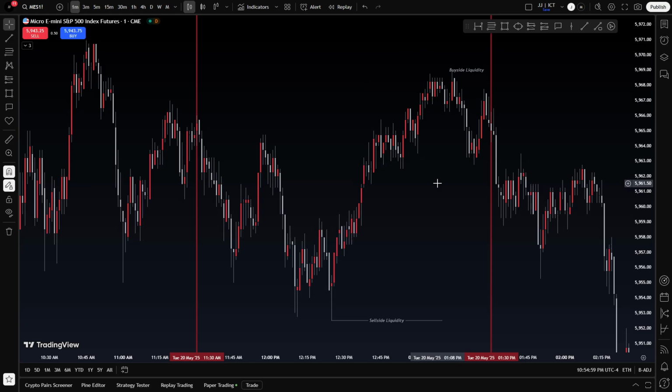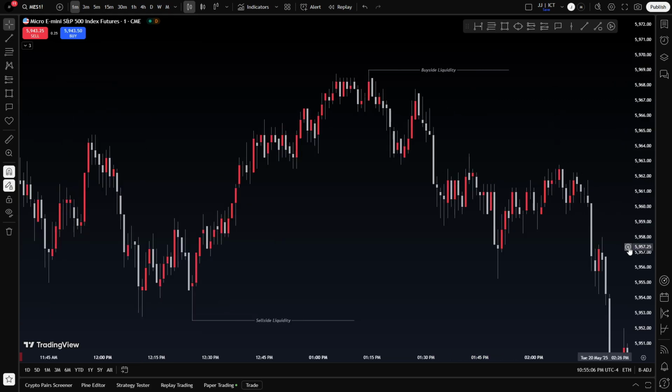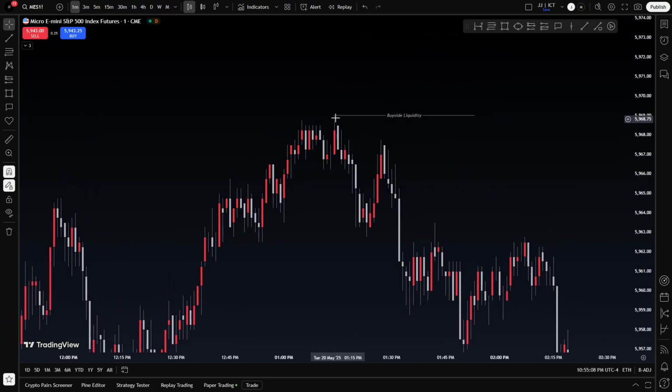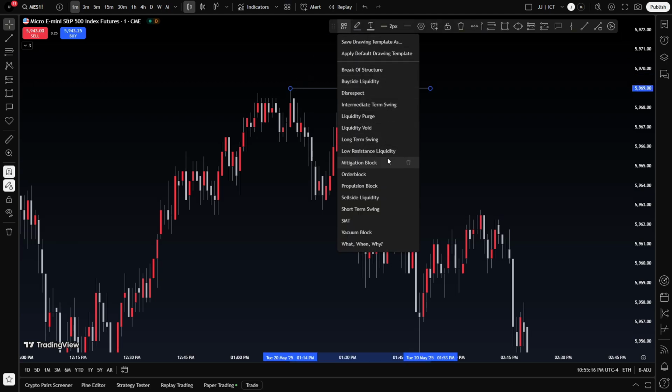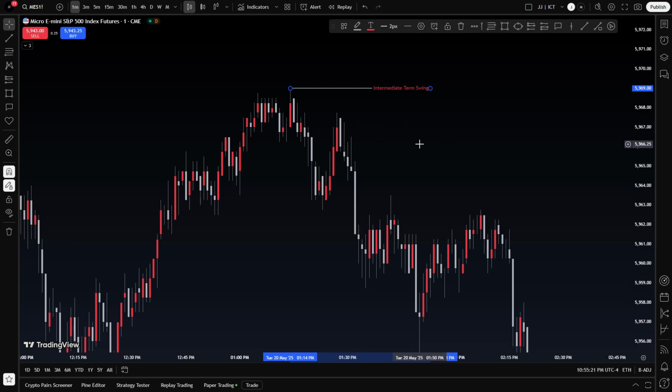Very, very cool. So we're like, okay, the lunch macro has ended, so let's jump into these markets and see how price acts. We have buy side liquidity up here, but we can see once the macro ends, this turns into an intermediate term swing. Why does it do that? I made liquidity purge by accident. There we go. Intermediate term swing.